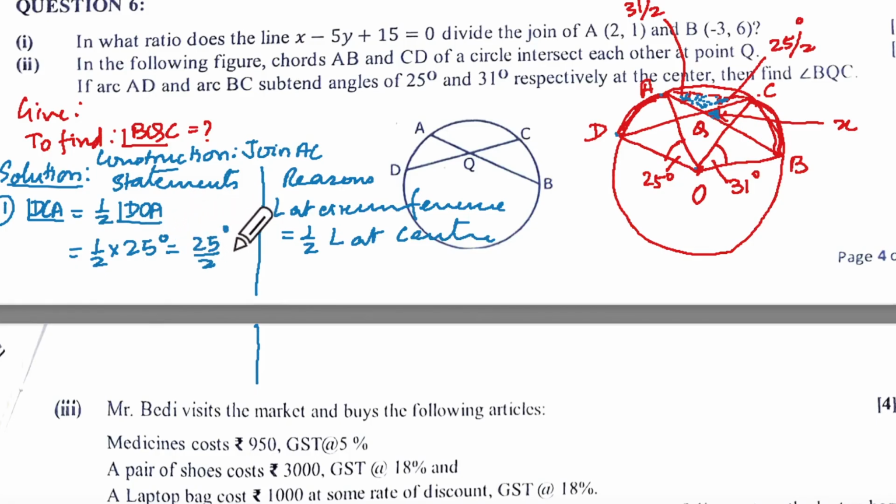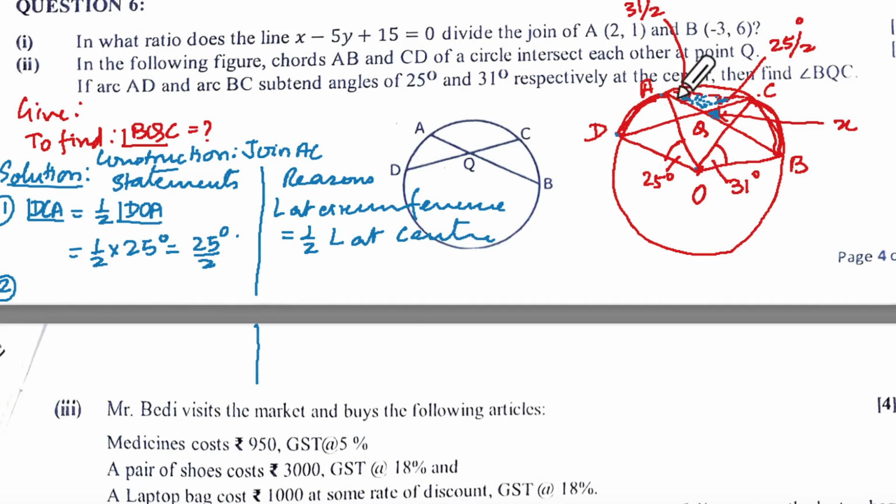Now I know that this is 12 and a half, but don't write 12 and a half. And also don't write your degree as a dot like this. Write it this way. Okay? Let's come to the second one. What did we look at? 31 upon 2. What is this angle 31 upon 2?